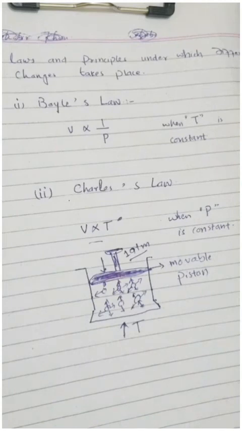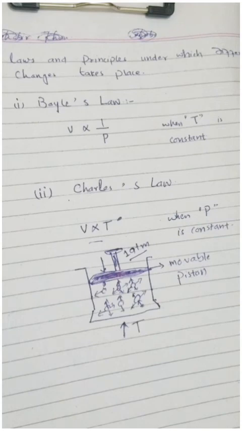In the same way, in Charles's law, the volume of a fixed amount of a gas is directly proportional to the temperature when the pressure is kept constant. So in this case, when we increase the volume, the temperature increases, and when we decrease the volume, the temperature decreases. So this is all I could say about the definition of chemistry.